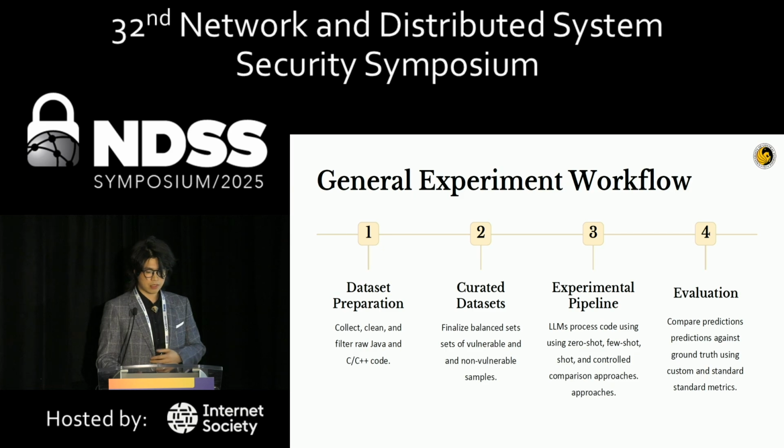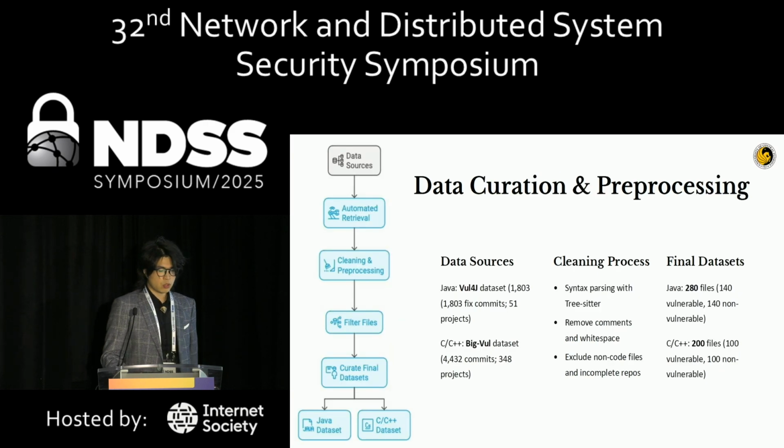This is the general pipeline for our experiment. From left to right, there are dataset preparation, curated datasets, the experiment pipeline, and lastly, the evaluations. We source our data from two main datasets: one is for Java, and Big-Vul for C and C++. After retrieving the relevant source code from GitHub, we use a tracer to remove the comments and non-code artifacts, and we then manually filter out duplicates or incomplete data. Ultimately, we arrive at 280 files for Java and 200 files for C and C++, evenly split into vulnerable and non-vulnerable code.